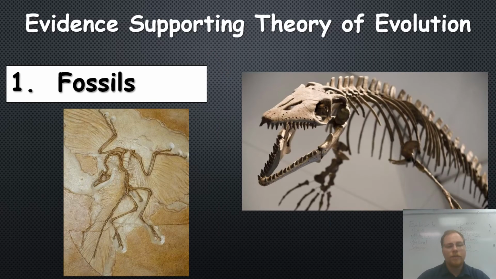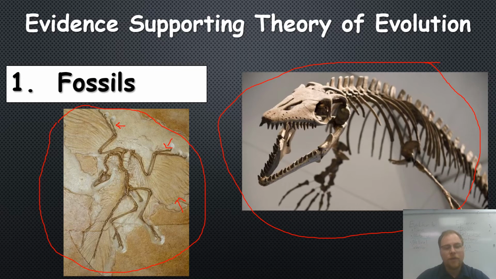Now, the first piece of evidence supporting the theory of evolution is going to be fossils. This fossil right here is a famous fossil. It's Archaeopteryx, and it is actually the transition fossil between dinosaurs and birds. You can see right here it has feathers, but look at those claws too. It's almost got features of both dinosaurs and birds. This other one is Diartiodon, which is a transitional fossil between whales and the four-legged animals that they descended from. And we're going to be talking more about those later.